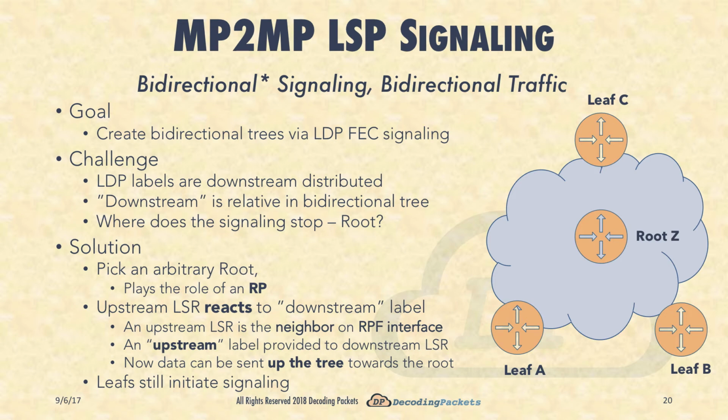Now for the more complex problem. This is the bidirectional nature of signaling. When it comes to this, MP2MP LSPs essentially build upon the same groundwork that was laid by the P2MP LSP creation mechanisms that we just discussed. So the leaves, or leafs, will still start the signaling, and they still signal to the upstream LSR. And what was this? Remember, it was the RPF neighbor for the root. So simple enough and pretty much exactly the same as P2MP LSPs.